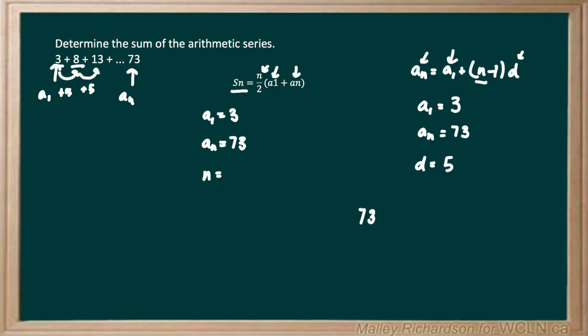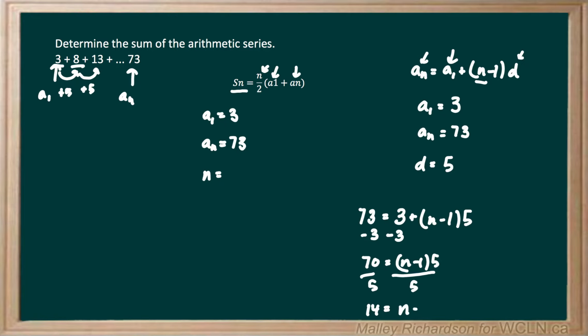So we have 73 equals 3 plus n minus 1 multiplied by d, which is 5. Now all we have to do is isolate for n. So we're going to first subtract 3 from both sides. 73 minus 3 gives us 70. So we have 70 equals n minus 1 all multiplied by 5. Next, we just want to divide each side by 5. And 70 divided by 5 gives us 14. And then we're left with n minus 1. So to isolate for n, we want to add 1 to both sides. And 14 plus 1 leaves us with 15 as our n.